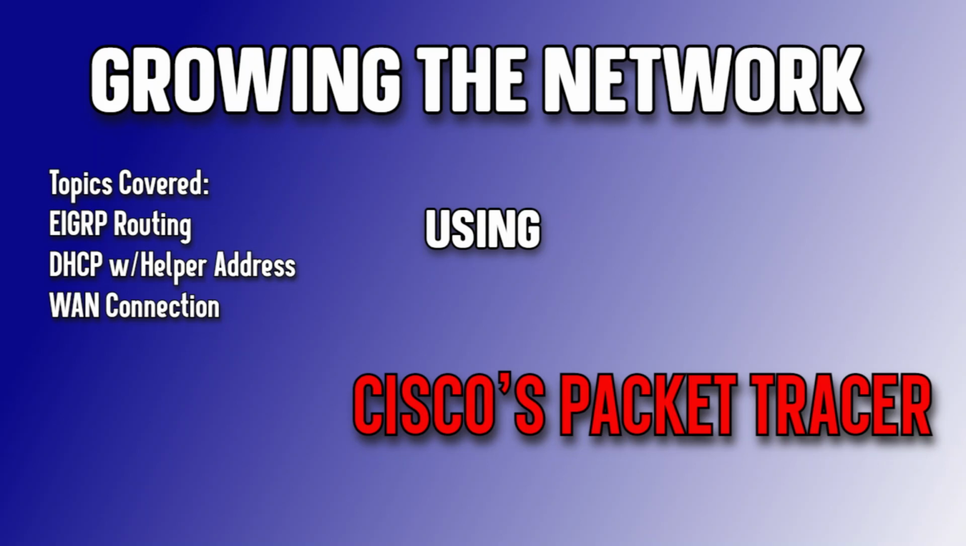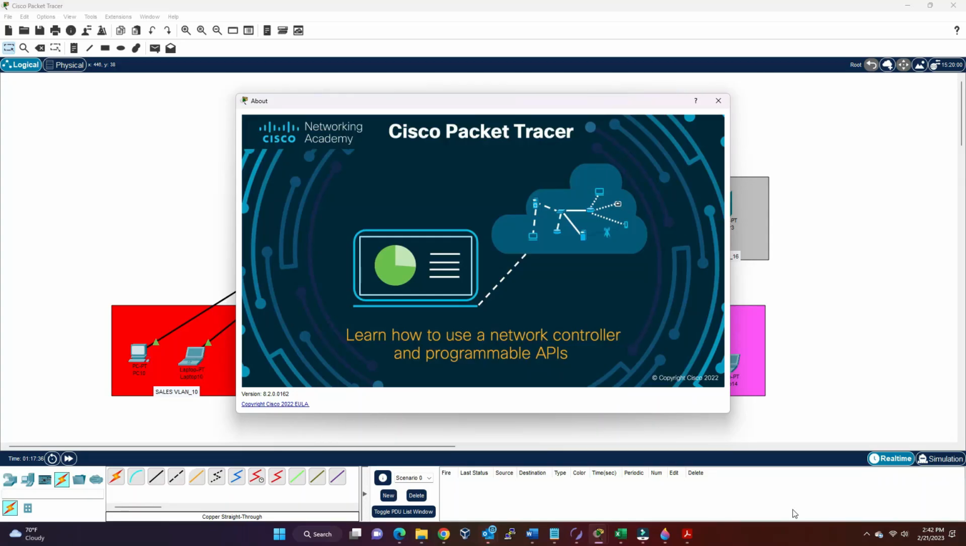My name is Brian. In this video, we will expand on the basic network built in the previous video for CIDR, aka classless interdomain routing. In this video, we will touch on EIGRP routing, IP helper addresses, and configuring the WAN connection. For ease of demonstration, we will build these networks using Cisco's Packet Tracer program, which is free for download at cisco.com.